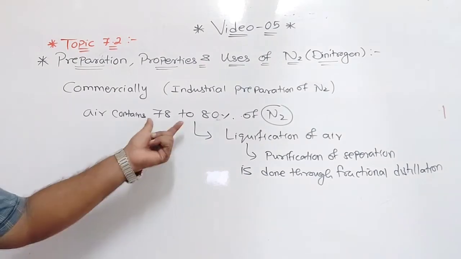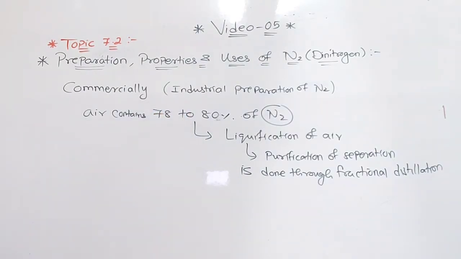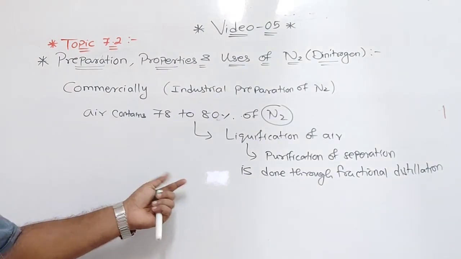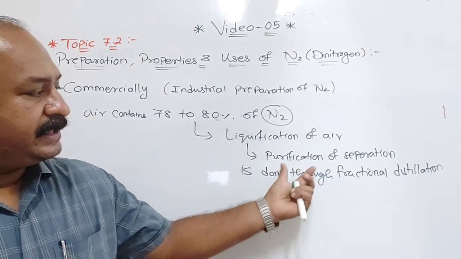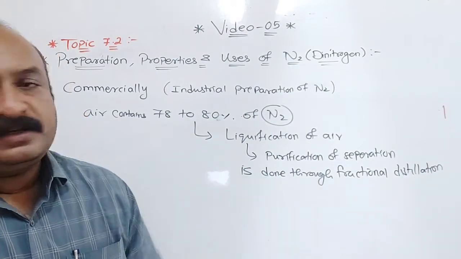So commercially it is prepared by separating the air, that is, by liquefaction of air, because we know that 70 to 80% of air contains N2 by volume, and the liquid air is then subjected to fractional distillation. Further purification can be done through fractional distillation.